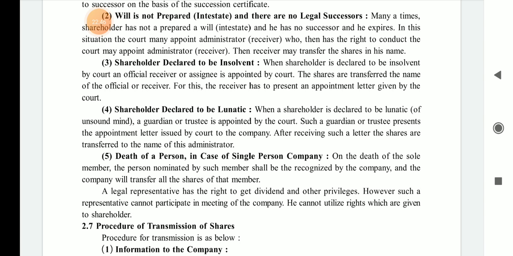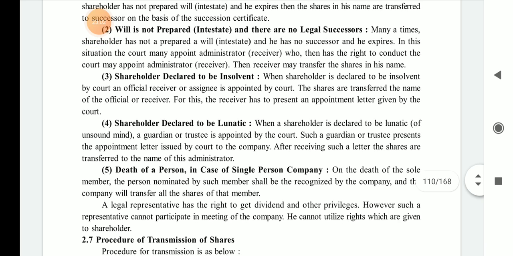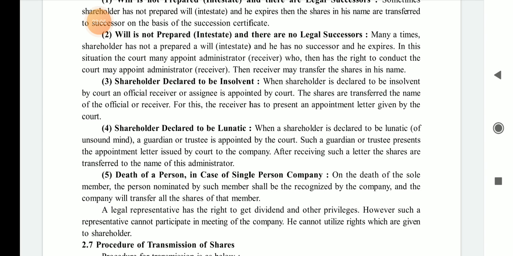Such a guardian or trustee presents the appointment letter issued by the court to the company. See, the company has given an appointment letter by the court that they are appointed as guardian or trustee. After receiving such a letter, the shares are transferred to the name of the administrator. See, all these shares are transferred in the name of the guardian or the trustee.